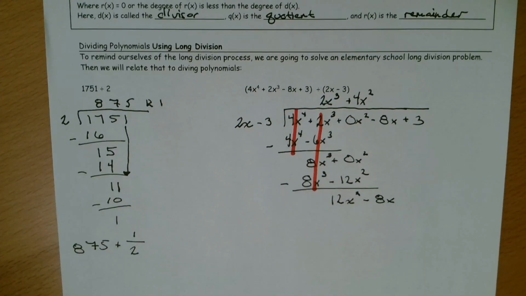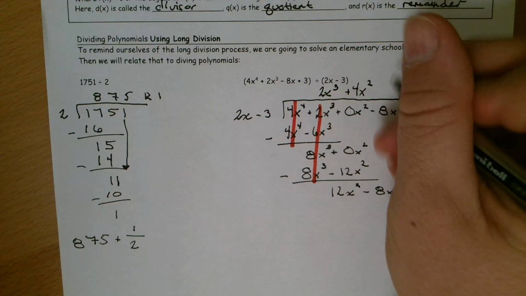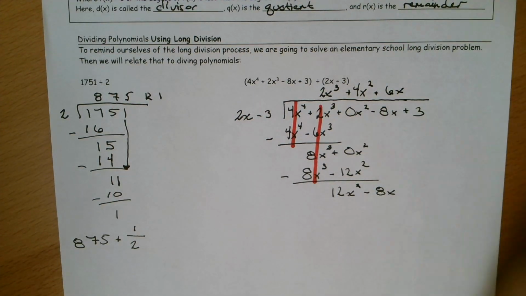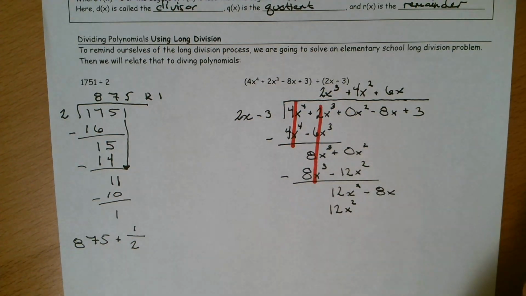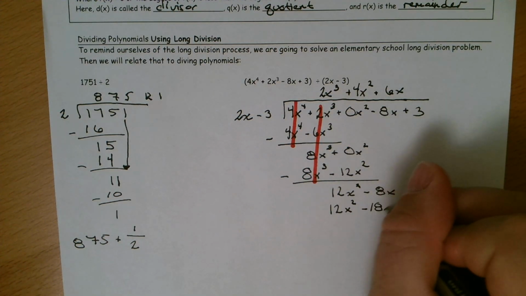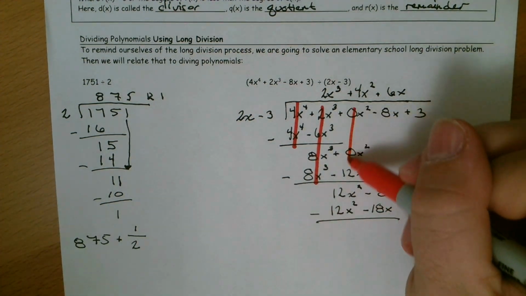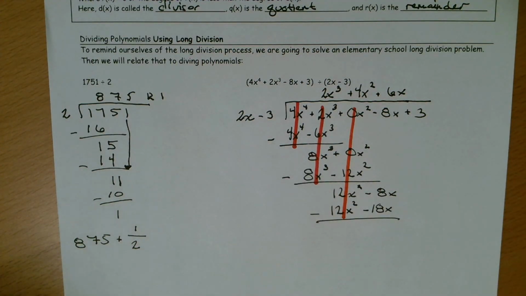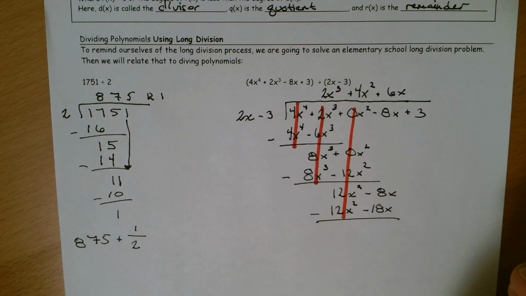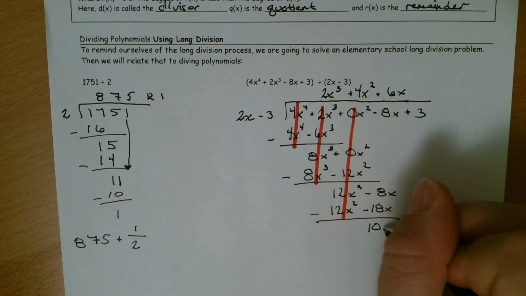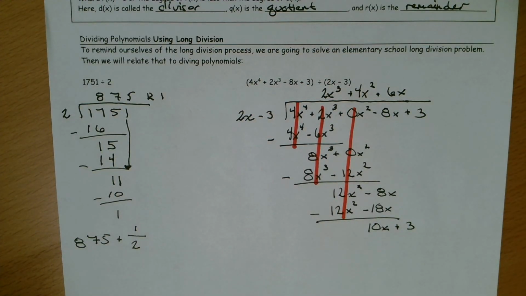Notice it's just rinse and repeat over and over again. So here, 2x times what equals 12x squared? 6x. 2x times 6x equals 12x squared. Negative 3 times 6x equals negative 18x. And we subtract. Look what we got here. Let's go ahead and mow the yard. 12x squared minus 12x squared is 0. Negative 8x minus negative 18x, so that'll be like adding, is going to be 10x. And let's bring down our last term.